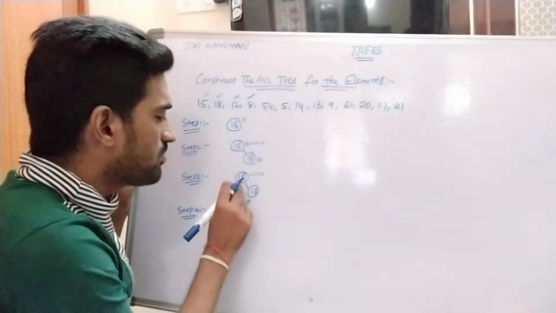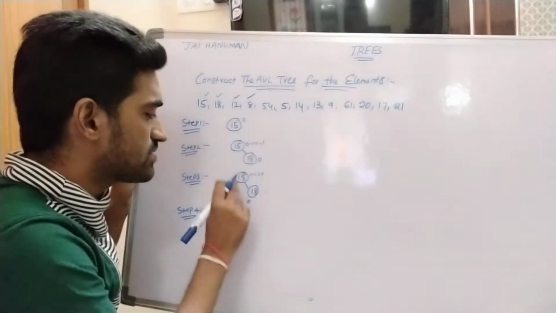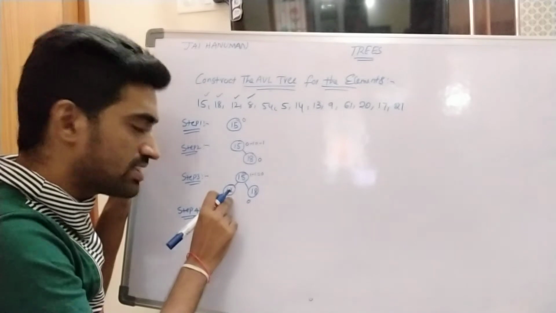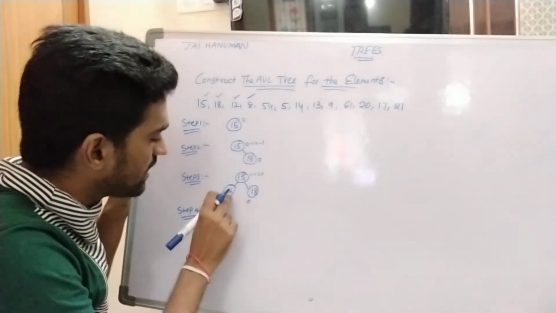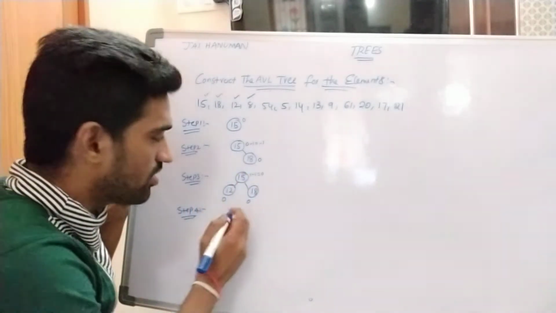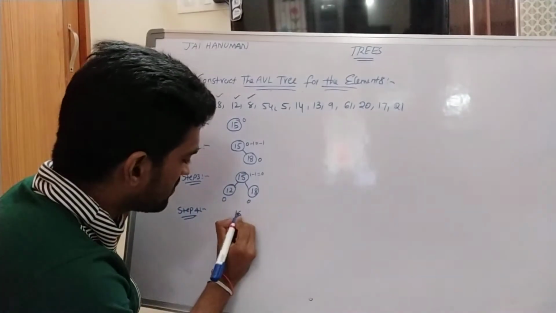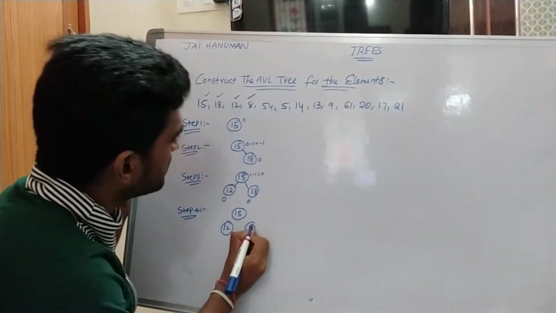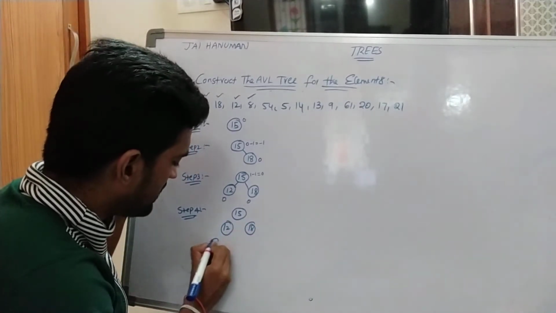Step 4. In step 4, what is the next inserted element? 8. When compared to the root node, 8 is a lesser value. So that's why we place it at the left position. In the left subtree, 12 is the root. When compared to 12, 8 is less. So that's why we place it at the leftmost position of 12. Alright. So here, the tree becomes 15, 12, 18, 8.